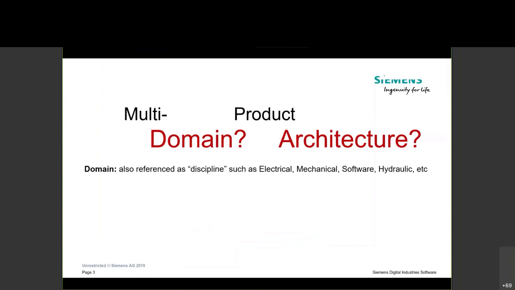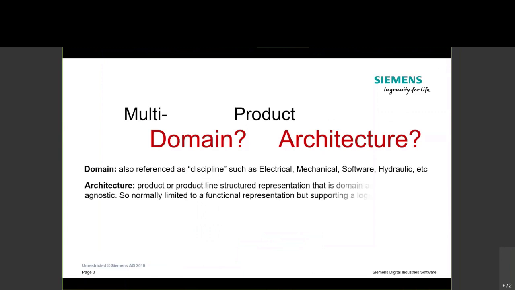First, domain is very simple. You can replace domain in this title by discipline. And discipline means engineering disciplines like electrical, mechanical, software, hydraulic, etc. Architecture is a bit more complicated to explain, but for this specific webinar, we really talk about a product or product line, which is structured as a representation. And it tends to be, generally as any architecture, domain and implementation agnostic. So normally this architecture will be limited to a functional representation. But as you will see, there's a matter of organizing functions, so we'll talk about logical organization of the functionality.